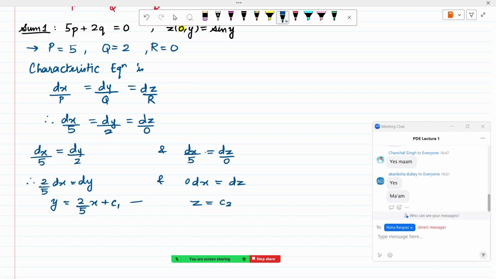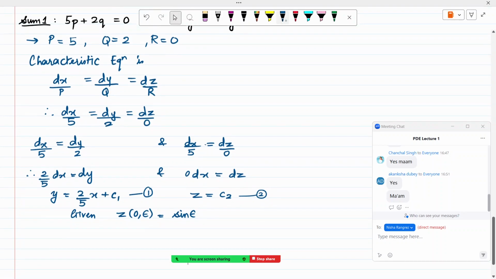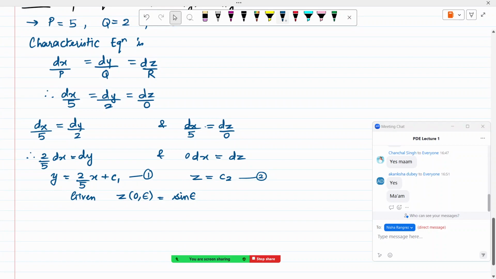No. We leave this as equation number 1, and this as equation number 2. We'll now work on the initial conditions. It is given that z at (0, y), and this y is an arbitrary value, so let's fix its value. Say z at (0, epsilon) is equal to sine of epsilon. I'm using a fixed value of y. Epsilon is not compulsory, you can use y1 also, or y2, yn, anything. But let's understand we are doing it at a fixed value of y.